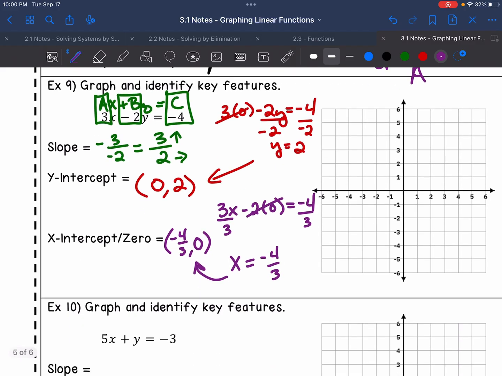All right, to plot this, I'm going to plot the stuff that's easy to use. Fractions are not easy to graph, but I do have the point 0, 2. So I'm going to graph 0, 2. And then now I can use my slope. I said I was going up 3, right 2. And then to go backwards, I'll go down 3, left 2. And then draw my line through.